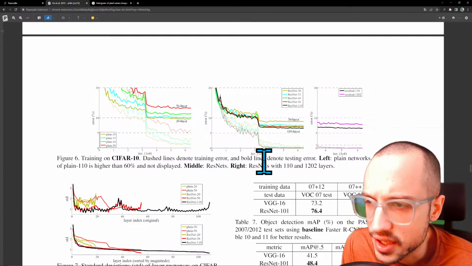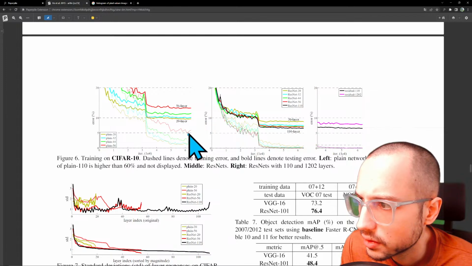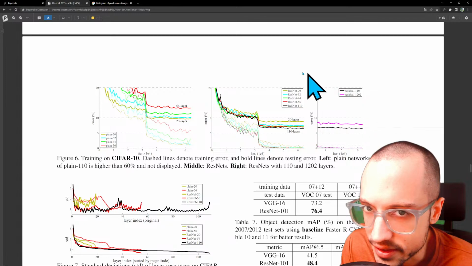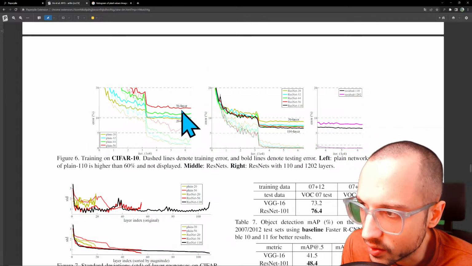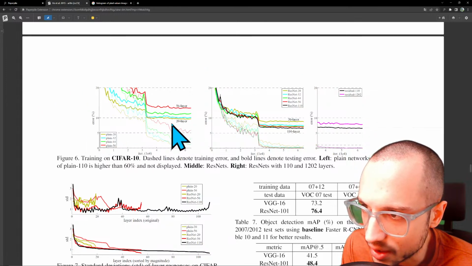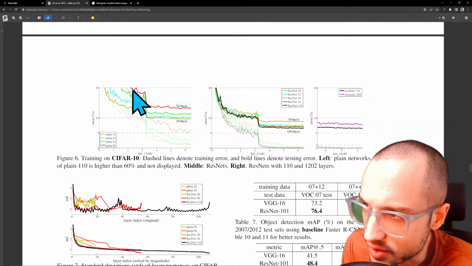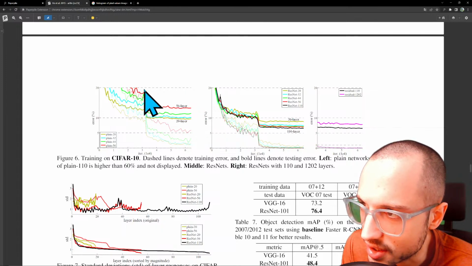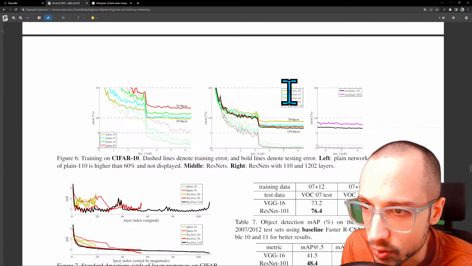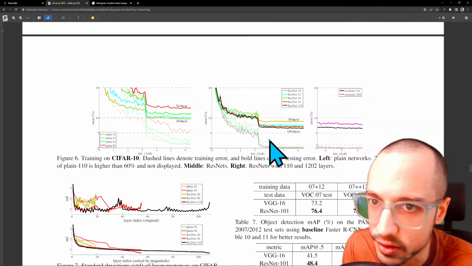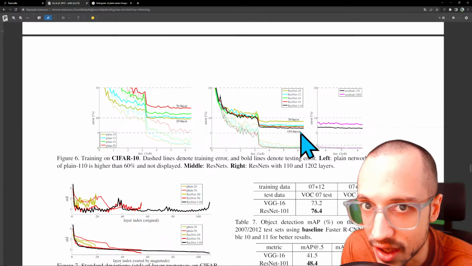Bold lines denote testing error, dashed lines training error. So this is basically the same as the earlier graphs, where you see that without these residual connections, the shallower networks train quicker, and these deep networks basically just can't train well. But once you add the residual connections, the deep networks not only train quicker, but get to a final point that's way better than all the shallower ones.